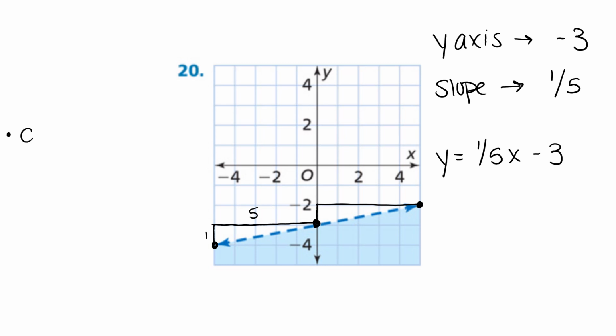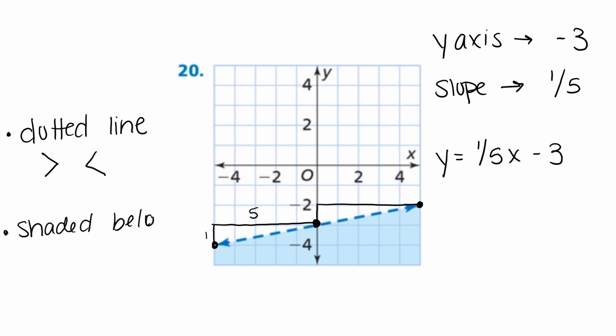Step 2 tells us that it is a dotted line. The dotted line means that it's going to be either the greater than or less than symbol. It is not going to include the equal sign value. It is shaded below the line, meaning we want the less than symbol. Our final equation is y is less than 1/5 x minus 3.